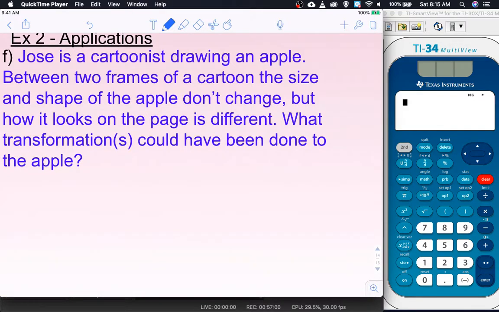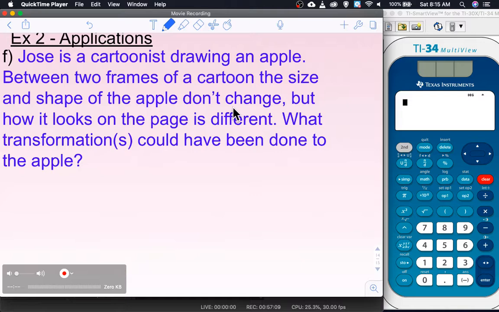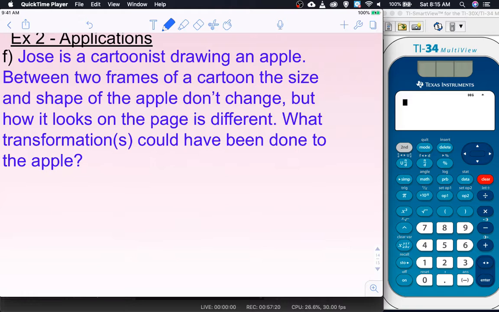All right. Letter F. Jose is a cartoonist drawing an apple. Between two frames of a cartoon, the size and the shape of the apple don't change, but how it looks on the page is different. What transformations could have been done to the apple? Pause the video, maybe draw pictures if you need to. Do the problem. When you're ready to continue, hit play, and we'll go through it together.